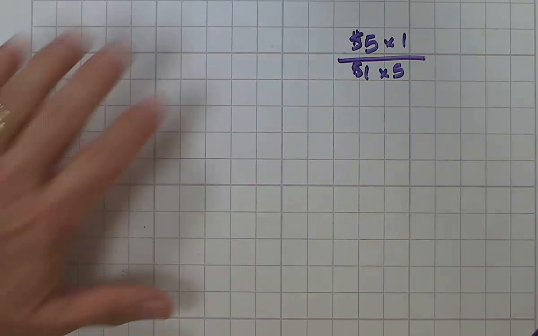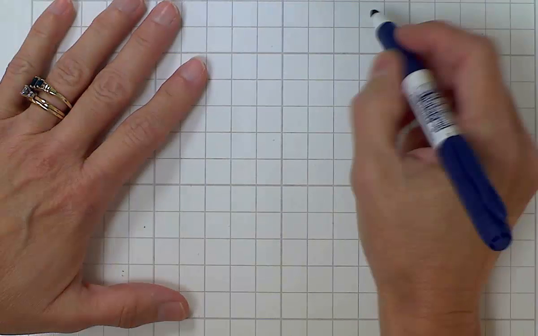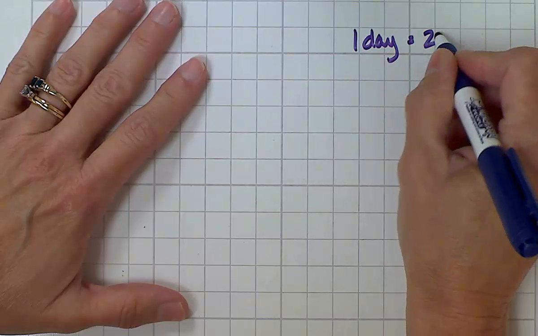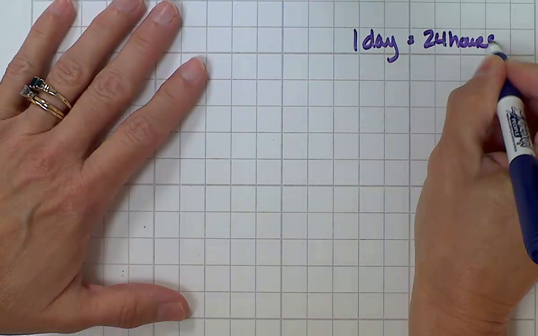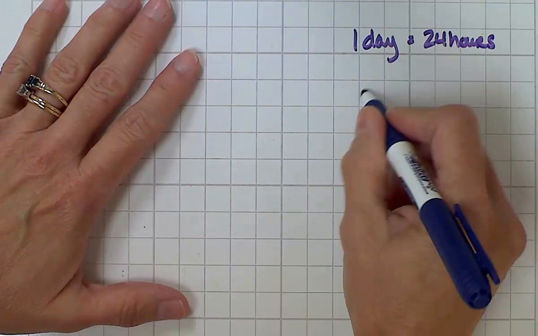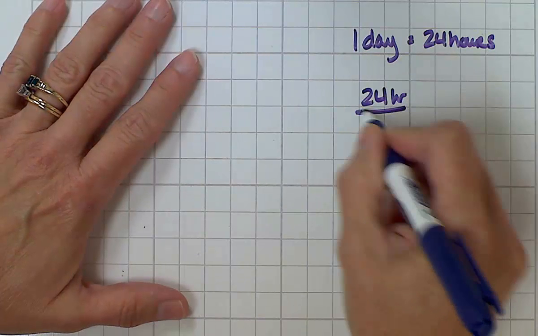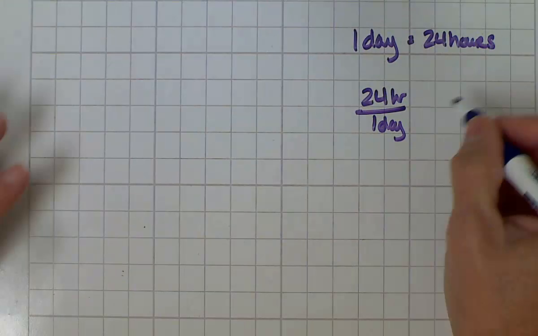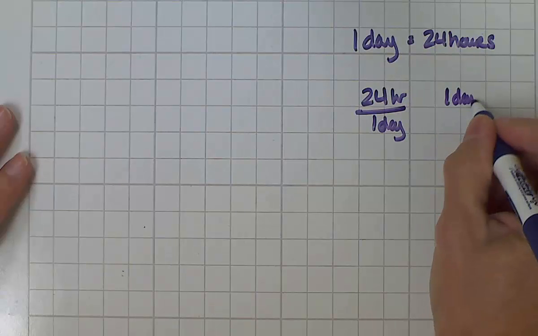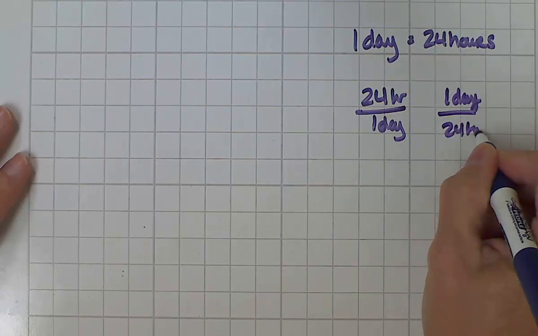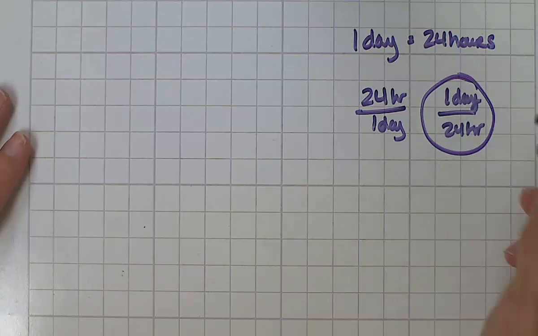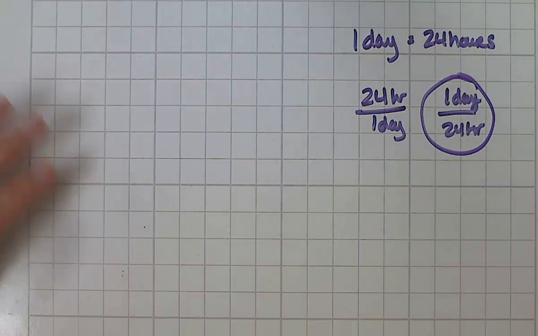Let me give you another example. If I said that there was 1 day, or I said that it was going to be 24 hours, that means exactly the same thing. 24 hours means 1 day. So I could say 24 hours over 1 day. That still equals 1, doesn't it? Because 1 day is 24 hours. Or I could do it the other way around: 1 day over 24 hours. And it still equals 1, right? So with dimensional analysis, what you're doing is you're using this kind of information to convert from one unit to the next.